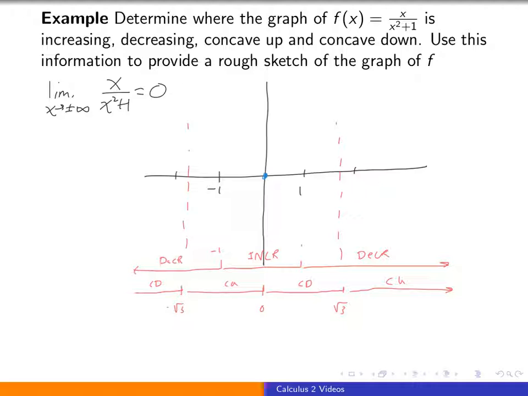So we know that we're approaching 0 as we go to minus infinity. And as we come away from there and we move to the right, we're going to be decreasing and concave down. So decreasing, concave down. But right when we hit this dashed line, we continue to decrease, but now we're concave up. When we hit minus 1, we're concave up and increasing. When we hit 0, we are increasing and concave down. When we hit 1, we switch to decreasing, but we remain concave down, and then concave up afterwards.